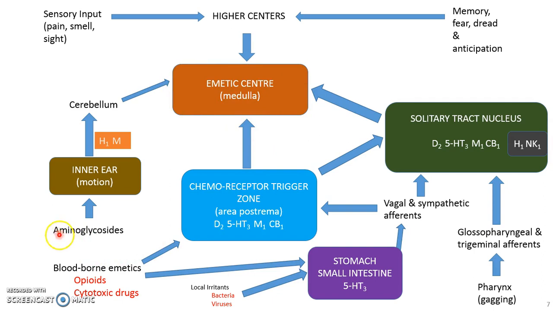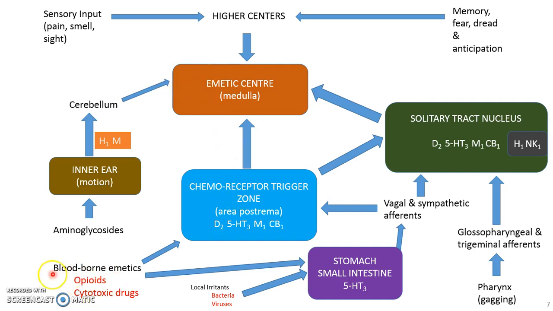And then you have the aminoglycosides, for example, or other drugs that can trigger the inner ear, and then the histamine 1 and the muscarinic receptors in the inner ear will transmit impulses to the cerebellum, and from the cerebellum to the emetic center, which can lead to vomiting.